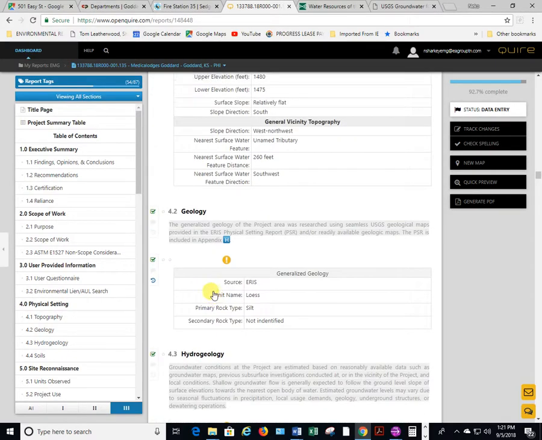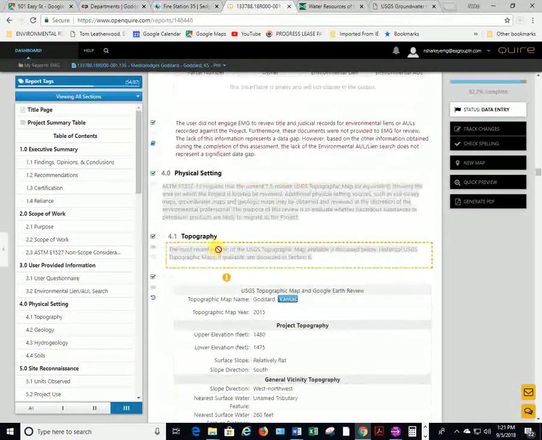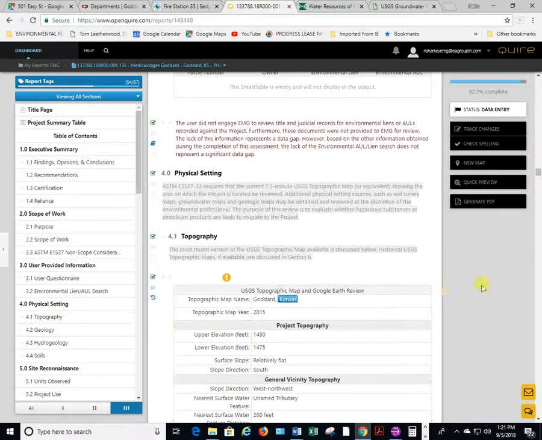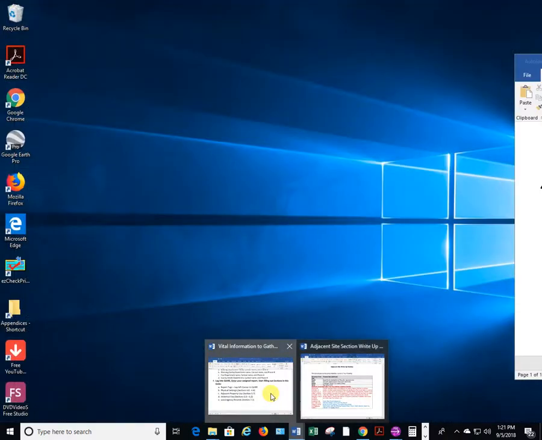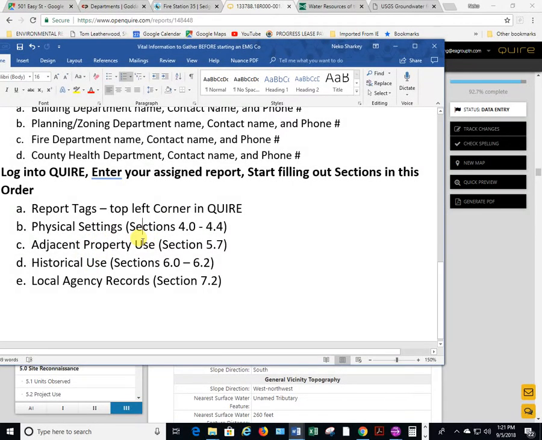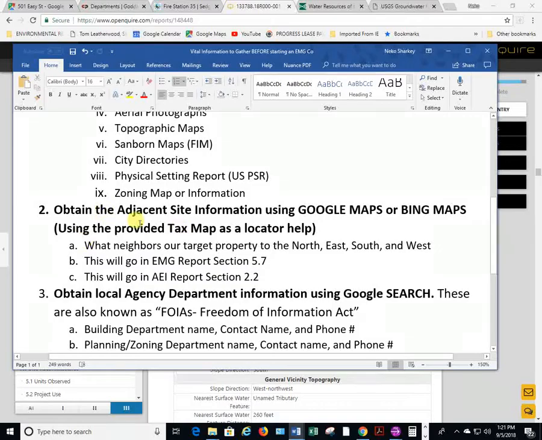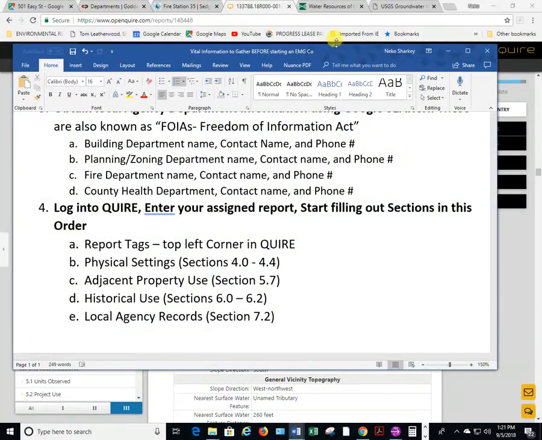All right, that is section 4.0, 4.1 through 4.4, the physical setting report. Stay tuned, and before you move on to the next section, I'll give you a little advance notice: we're going to be moving to the adjacent property use section, which you have already done, remember? You did that back in step 2. So now we're about to just copy and paste some things.